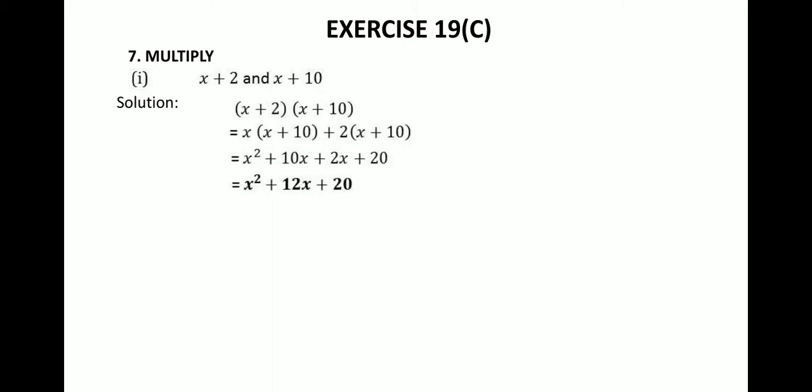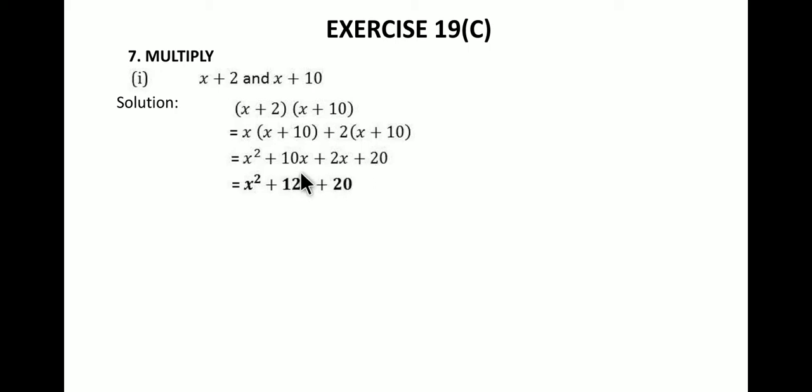X plus 2 and x plus 10: when you multiply, first you break down the first binomial in terms of x and 2. So first, x will multiply x plus 10, and then plus 2 will multiply x plus 10 again. Remember, x will multiply the second binomial, and plus 2 will also multiply the second binomial. So when x and x multiply, you get x squared, plus 10 and x gives you 10x, plus 2 and x gives you 2x, and 2 times 10 gives you 20.